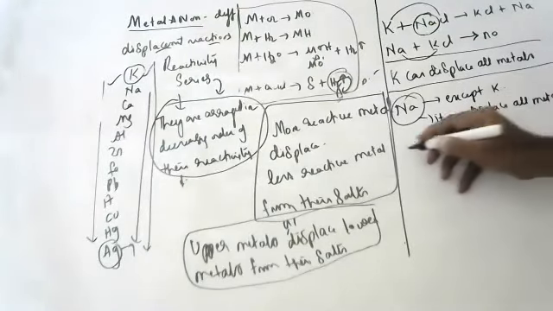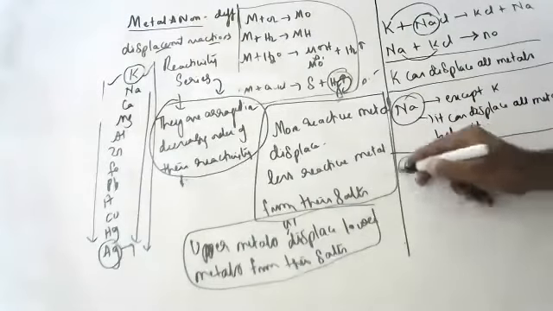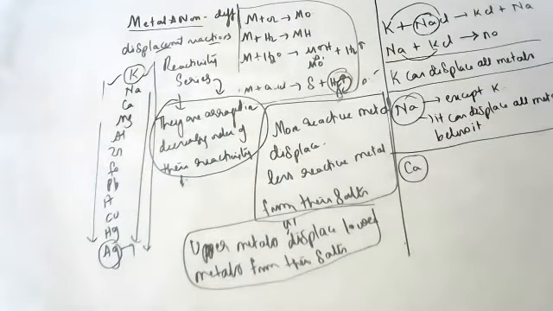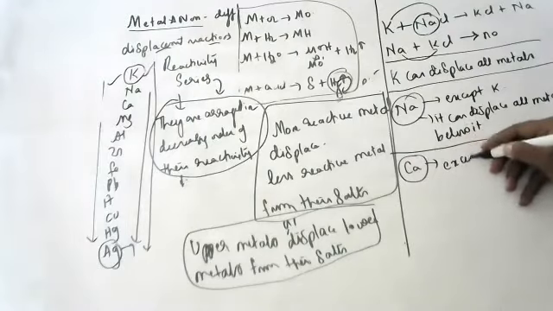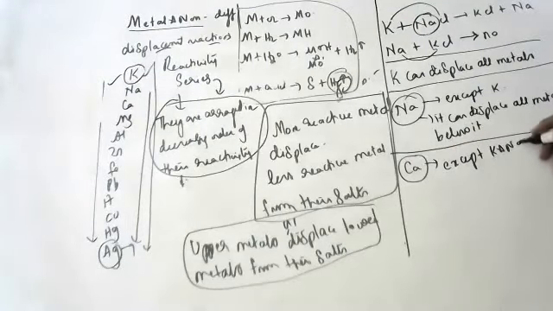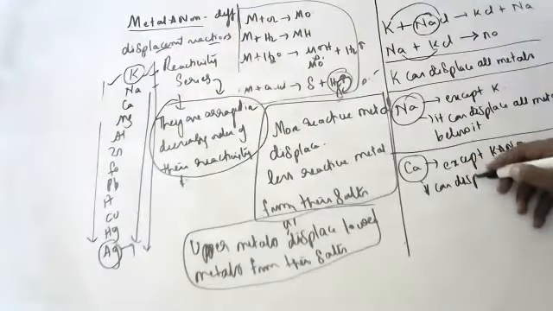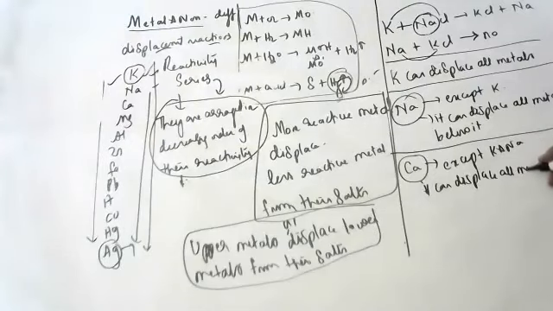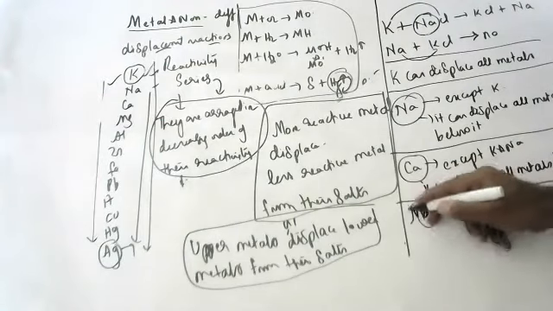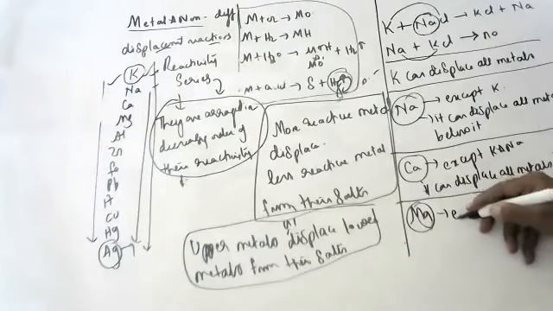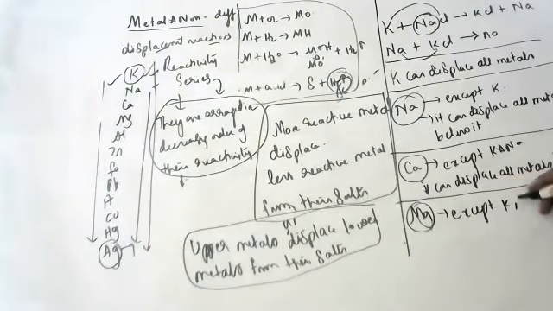Pravanika, what about calcium? Except potassium and sodium, it can displace all metals below it. Okay, calcium. Harishkesh, what about magnesium? Sir, magnesium can displace all metals except potassium, sodium, and calcium; it can displace all metals below it.